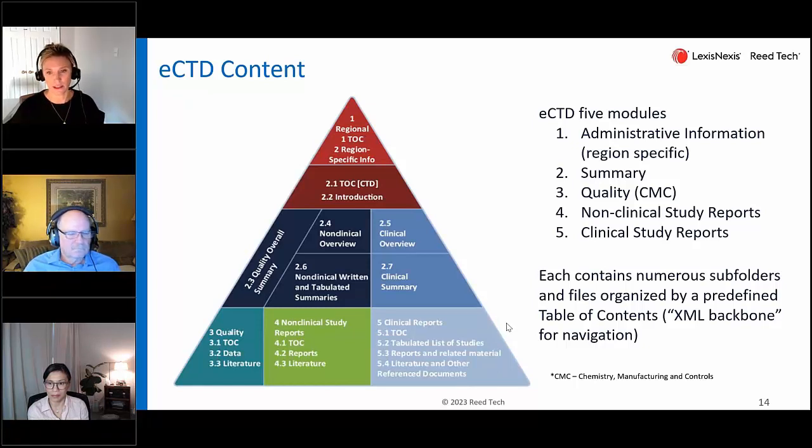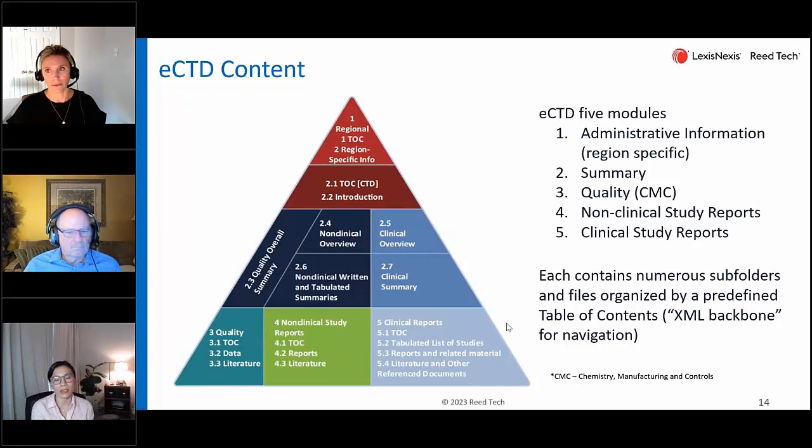However, each one of these contains numerous subfolders and subsections, all of which data can be included at, and they are organized in the format of an electronic table of contents, if you will. This is your XML backbone. So it's like, as I mentioned, it's really just an electronic table of contents that allows reviewers to easily navigate to these particular sections, because some of them can become very granular depending on which section you're in.